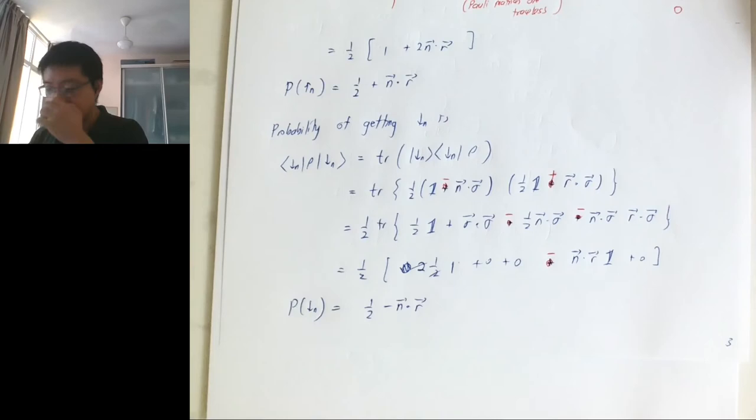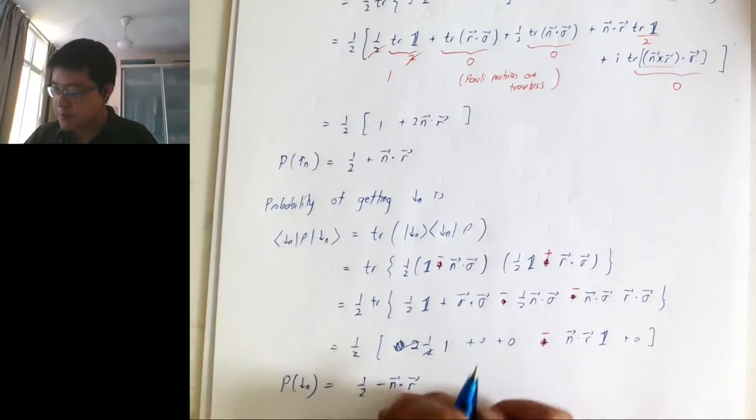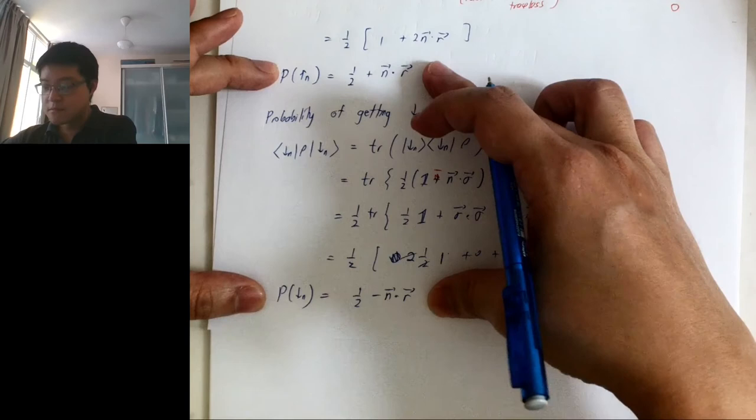Okay, let's see. So this probability of this, this probability of this, and in fact, it looks good. The sum of probabilities, they sum to one, right? So yeah, everything is nice. Any questions so far?